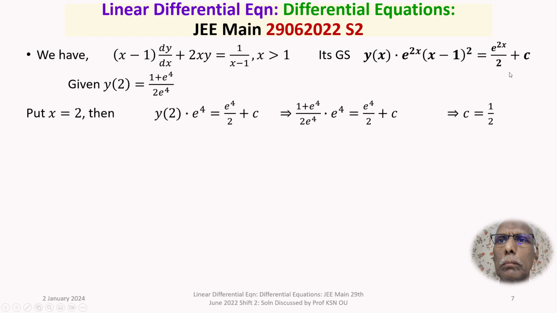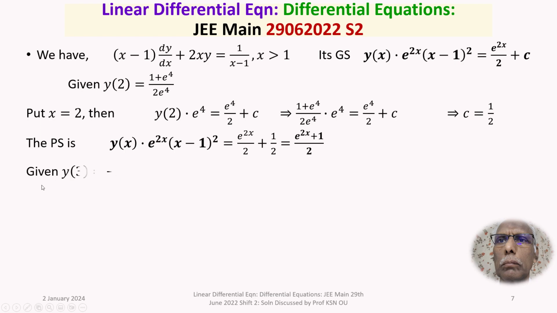Thus we get a solution that is called the particular solution. The particular solution is given by y of x into e power 2x into (x minus 1) whole square is equal to e power 2x by 2 plus c, which is 1 by 2. So this we have written as (e power 2x plus 1) by 2. That's your particular solution.